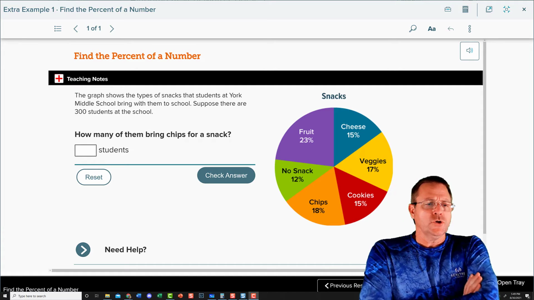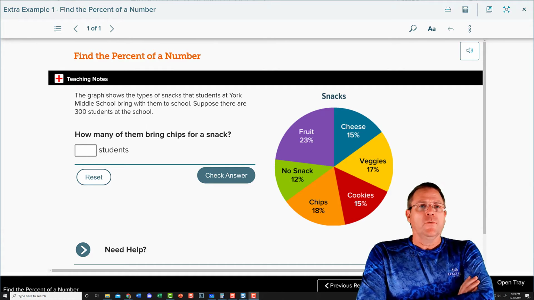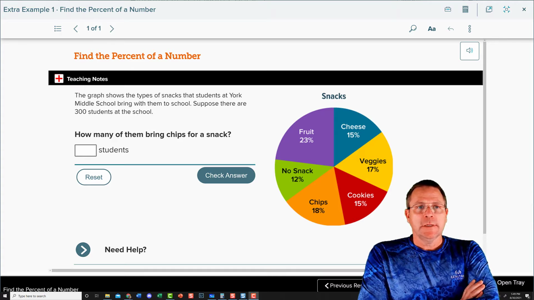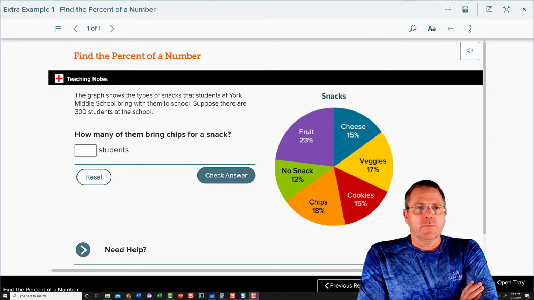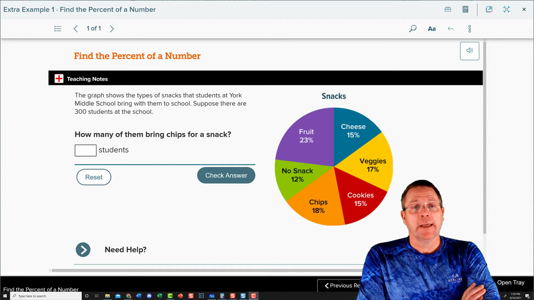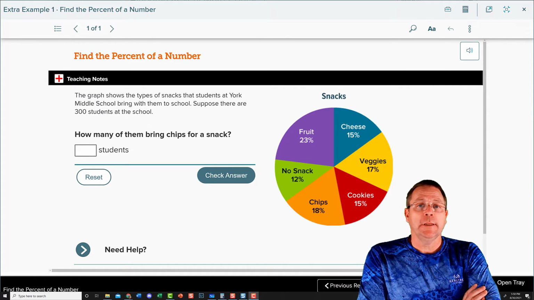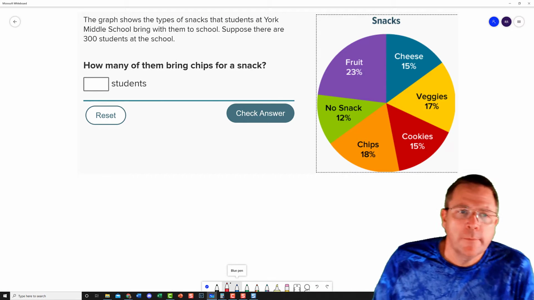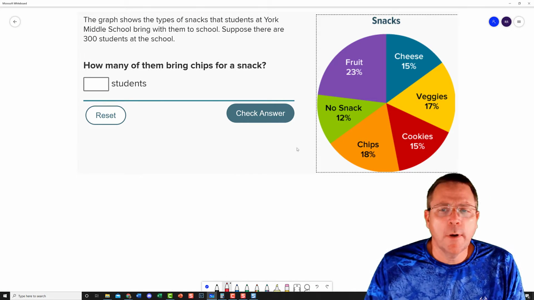Welcome back to part 2 of module 4, lesson 4, find the percent of a number. This next problem is very similar to the last one we did in part 1, only now it is going to be your turn to find out how many students bring snacks. Pause the video, do this problem, see what you get for an answer. Did you solve it? Let's take a look at how I do it.